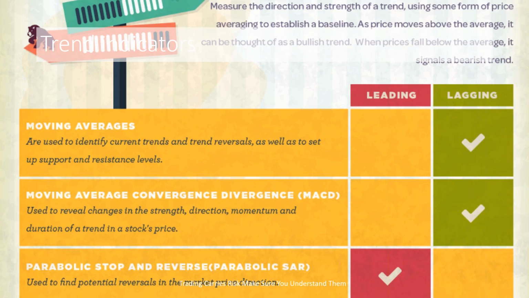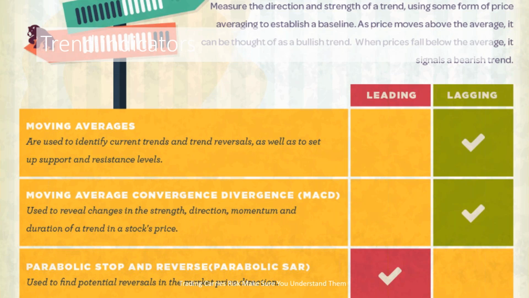So when we look at the most popular trend indicators, which are moving averages, moving average convergence and divergence, and parabolic stop and reverse, which is quite complicated but is also one of the leading ones, we simply call them parabolic SARs, which stand for stop and reverse. But if you notice, 2 of those fall into lagging indicators. Only one is a leading indicator.